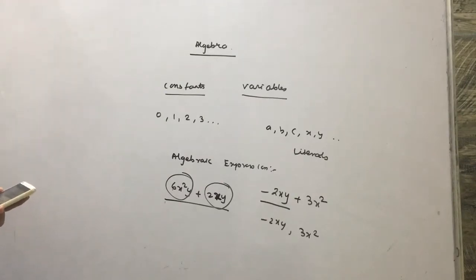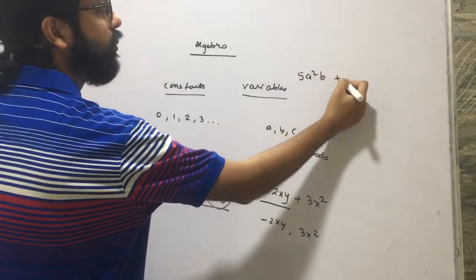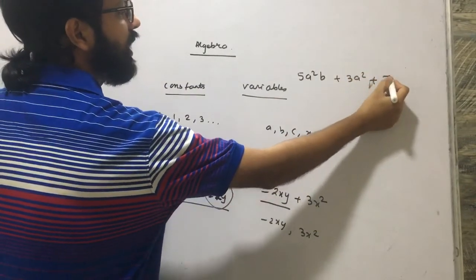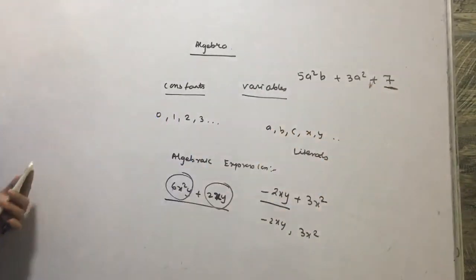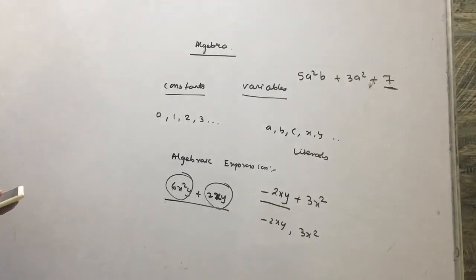Whether you write plus or not, by default it indicates a plus sign. Now, the next is constant term. What do we mean by constant term? A constant term is one in which there is no variable. If I give an expression 5a square b plus 3a square plus 7, here if you observe, 7 is a constant term because it does not have any variable.